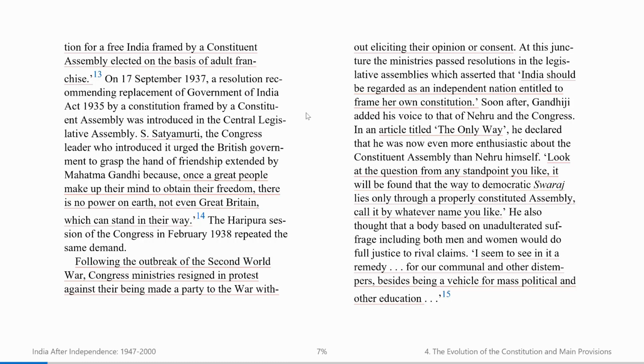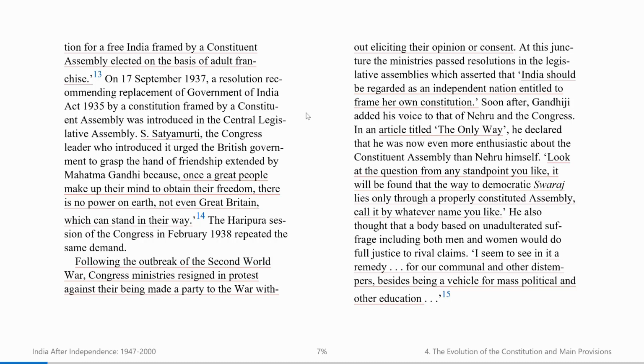Following the outbreak of the Second World War, Congress ministries resigned in protest, because obviously the British made India a party to the Second World War without eliciting their response or consent. According to the Congress, India should be regarded as an independent nation entitled to frame her own constitution. And Gandhi became even more unequivocal about the Constituent Assembly.